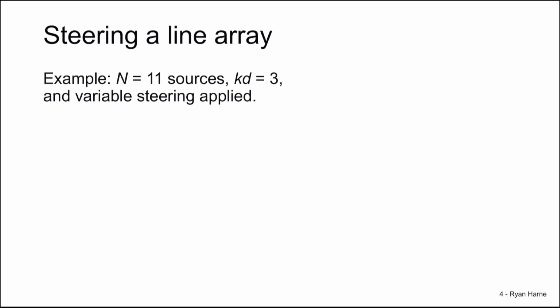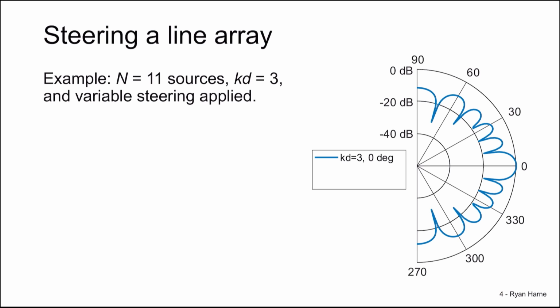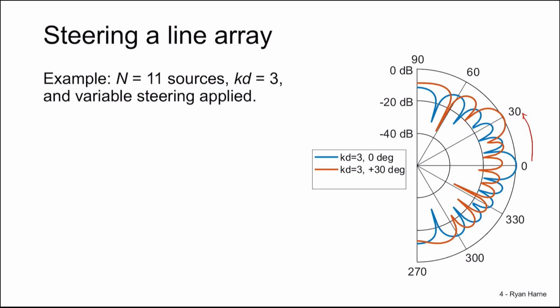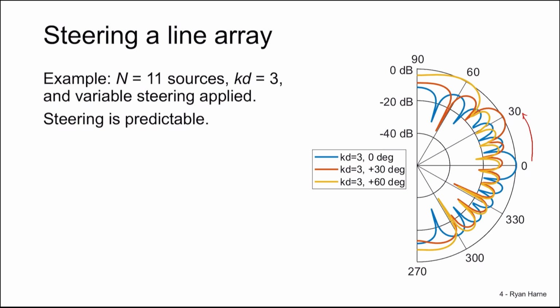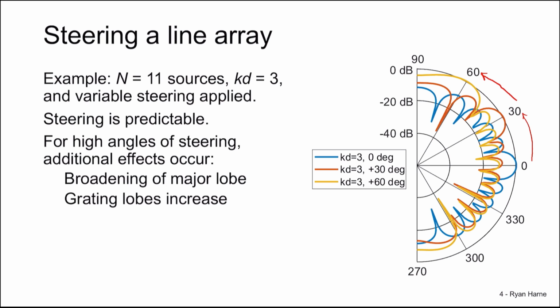For an 11 source line array, when kd is equal to 3, and we apply variable steering. Now, when kd is equal to 3 and there is no steering, the primary major lobe occurs at broadside. But now, when we apply a steering of 30 degrees, our major lobe has shifted 30 degrees. This is quite predictable. But as the steering increases further and we go to a steering of 60 degrees, our major lobe becomes quite distorted. It's broadened. And our grating lobes have also increased in amplitude.